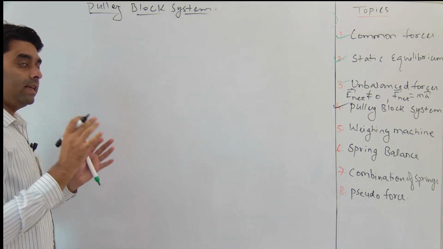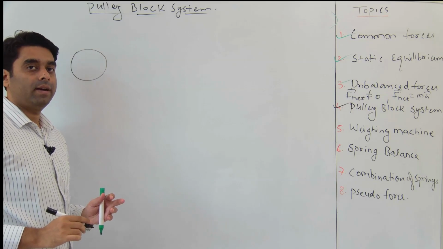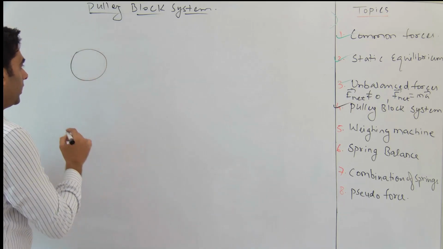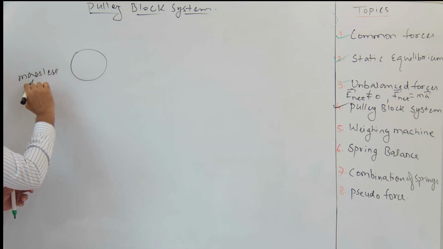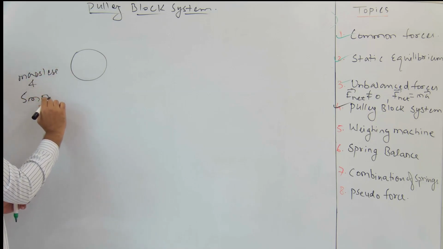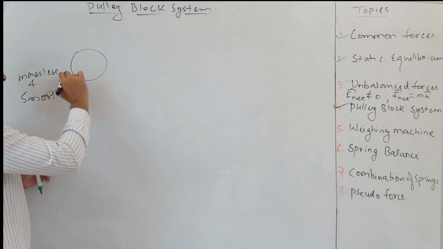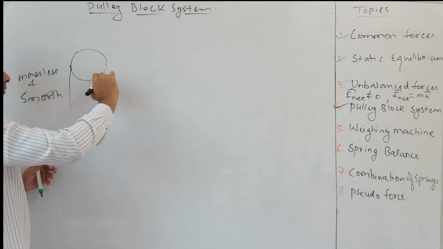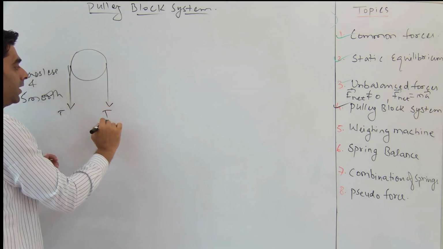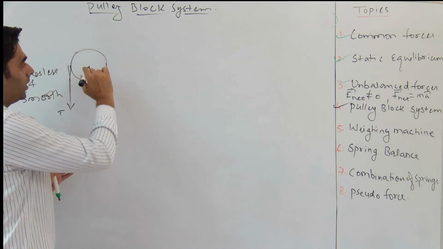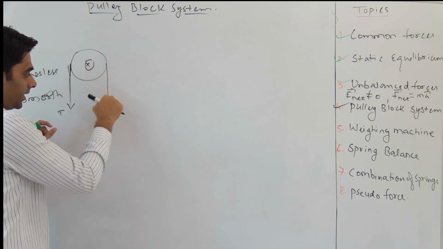In NLM, we consider an ideal pulley. What do we mean by an ideal pulley? An ideal pulley is massless and smooth. No friction is involved. Now, if it is an ideal pulley, if it's massless, the strings will be applying forces T on this side. If a string is passing over a pulley, it will apply tension and tension.